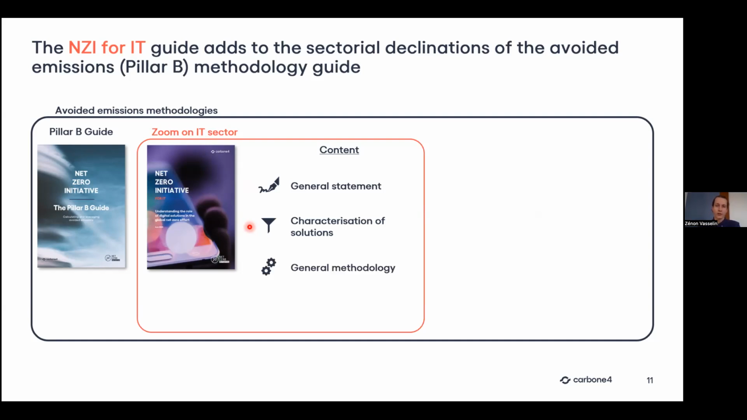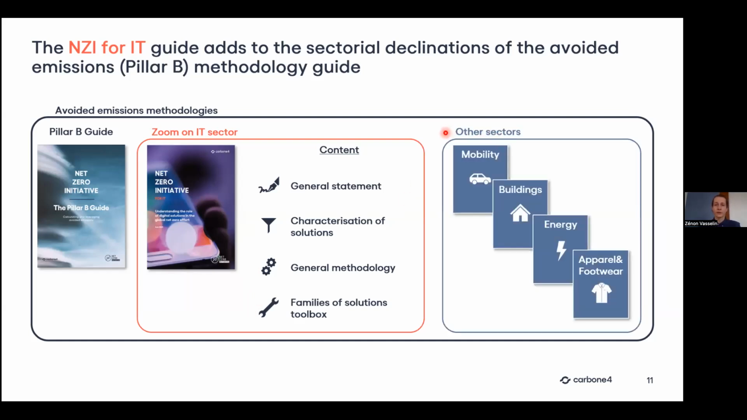Then there are general methodology items. It's called general, but it's still dedicated to the IT sector, and it's about baseline issues, rebound effects, and so on. And finally, we zoom in on 4 families of solutions, trying to provide even more concrete and detailed examples and methods for typical families of solutions of the IT sector. Please note that such guides have also been made by the Net Zero Initiative team for other sectors. And if you're interested in other sectors, you can also consult these guides on Carbon 4's website.